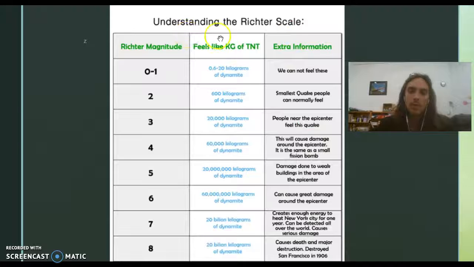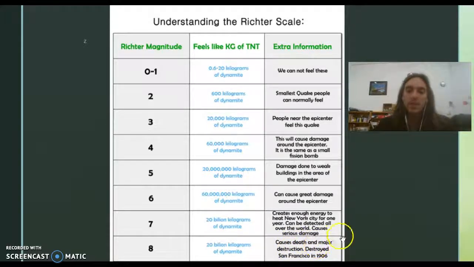And so here's the Richter scale. It goes from 0 to 9. You can't see 9 down there, but essentially they use how it feels per kilogram of TNT. So that explosion, like dynamite, they use that as an energy monitor. So if you get to 8, it's 20 billion kilograms of dynamite, essentially, how much energy is coming out of that system. And so with an 8, we got that San Francisco earthquake in 1906.